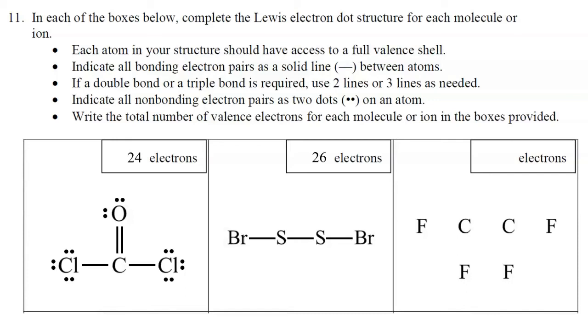So right now that would be 6 electrons that I have used so far in drawing these 3 dashes. So 8, 10, 12. So that bromine is done. 14, 16, 18. That bromine is done. Now I've only used 18 electrons.